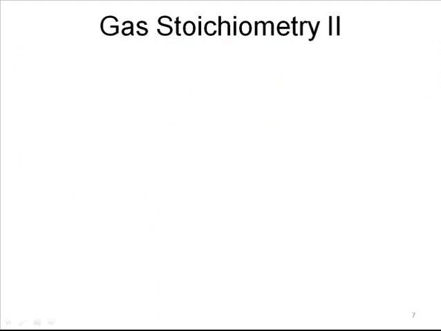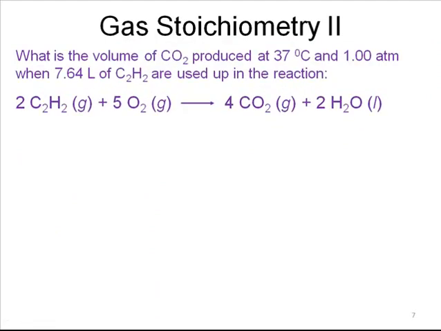Now, second level of gas stoichiometry. What would be the volume of CO2 produced at 37 degrees Celsius and 1 atmosphere when 7.64 liters of C2H2 are used up in the reaction? So we've got liters instead of grams here. So what do we have to convert that liters into? Moles. Now, convert that liters into moles, and then we convert moles of this into moles of our product, and then moles into liters again.